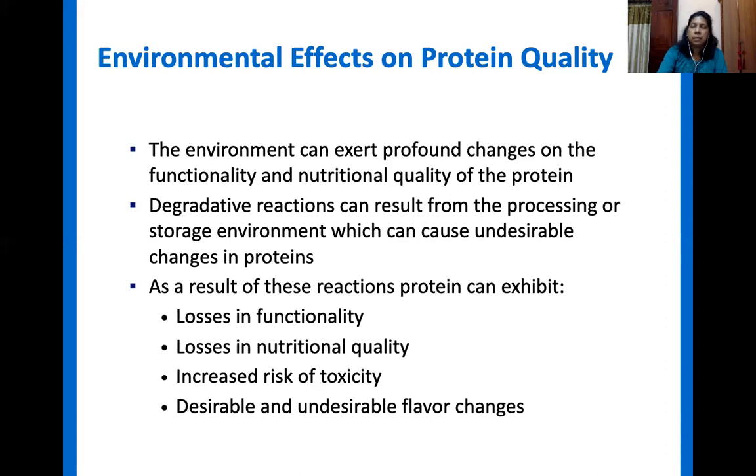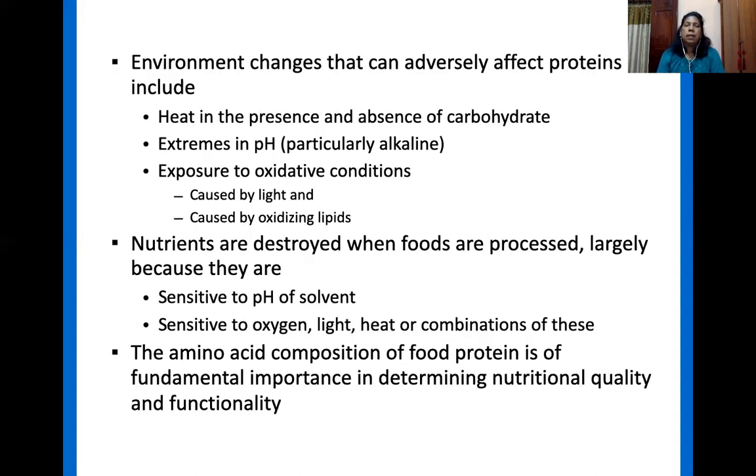So these things can change the situation. The environmental changes that can adversely affect protein include heat in the presence and absence of carbohydrate. Because in some cases, if the heat is there, you can see that the protein becomes very tough in nature, and you can't eat it.